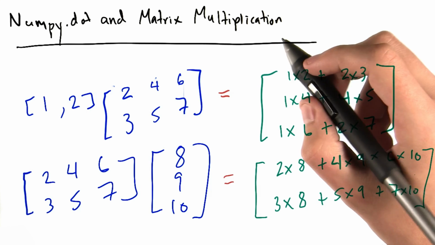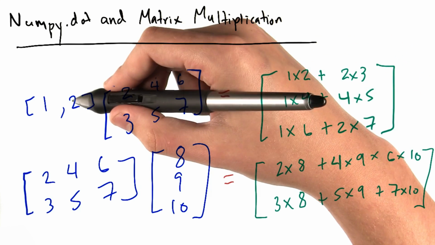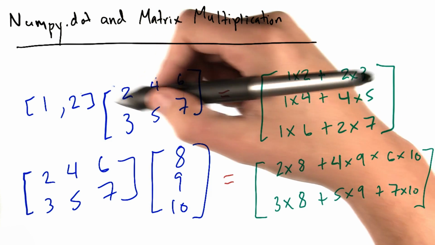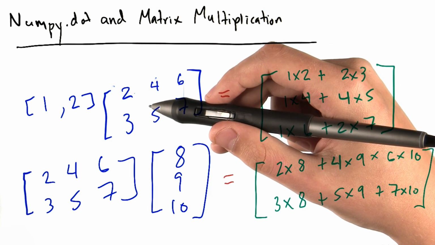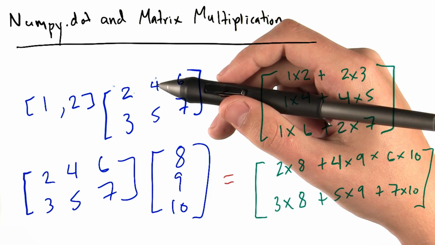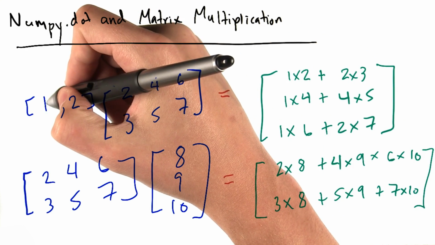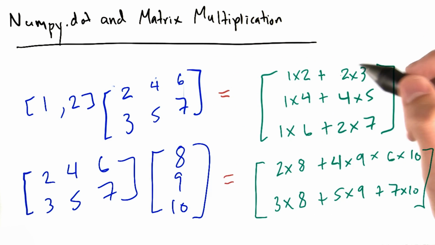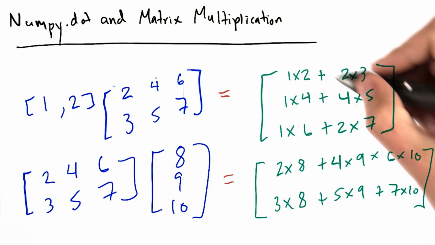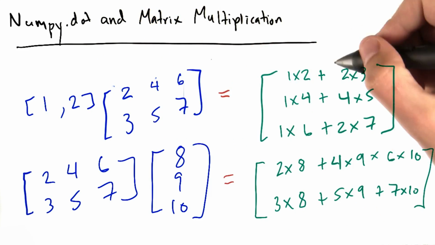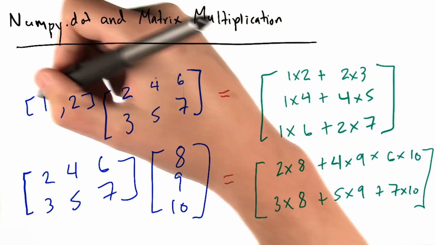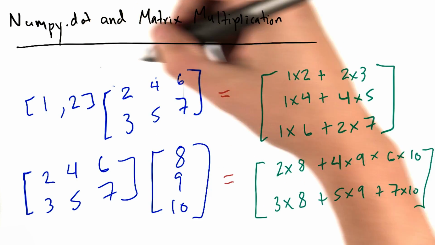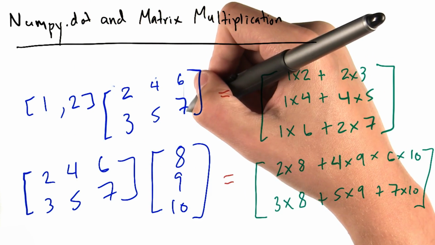I can also use the numpy.dot function to multiply arrays into matrices. If you're not familiar with how to multiply an array into a matrix, you should follow the online resources found in the instructor notes. But for now, just know that if we had this array, 1, 2, and this matrix, 2, 3, 4, 5, 6, 7, we would essentially multiply them together and get an array where the first entry is 1 times 2 plus 2 times 3, the second entry is 1 times 4 plus 2 times 5, and the third entry is 1 times 6 plus 2 times 7.